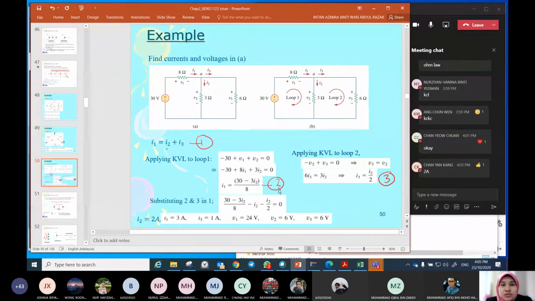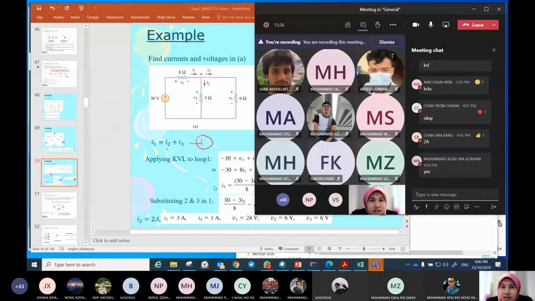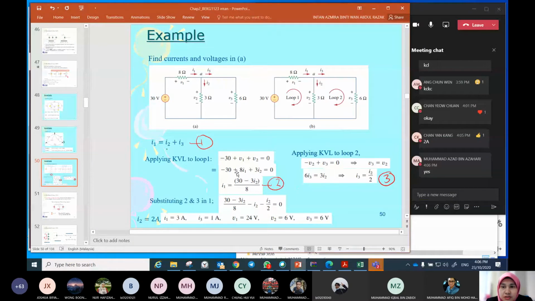Okay, class, do you know how to solve equation using calculator? Type here, yes or no? Do you know how to? No. Yes, okay. Then if you know how to solve equations using calculator, you just give 3 equations in your calculator and finally you will get the answer I1, I2 and I3 without using substitution method. Okay, the first equation is this, so you have to rearrange.